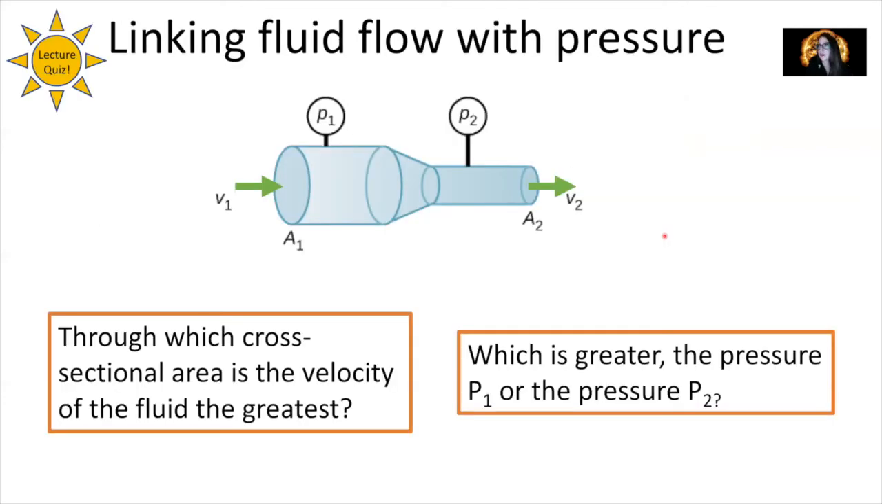So I'm going to ask you to apply, before you forget, the equation for mass continuity and the equation for Bernoulli's principle in order to answer this question right here. We've got a pipe that narrows to a smaller cross-section, speed V1 coming in on the left, speed V2 exiting on the right, cross-sectional area A1 on the left, and cross-sectional area A2 on the right. We've got little pressure gauges here that are monitoring the pressure on the left and on the right. So through which cross-sectional area is the velocity of the fluid the greatest?